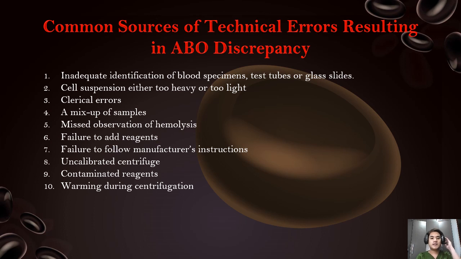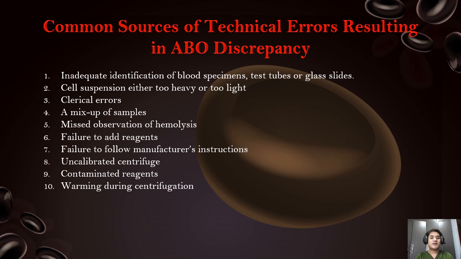So first, these are the common causes of technical errors that may lead to an ABO discrepancy. Number one, inadequate identification of blood specimens, test tubes, or glass slides. In this case, it may be a result of illegible handwriting on the specimen label, the test tubes, and slides when performing the procedures. Number two, cell suspension either too heavy or too light. This is a probable result of incorrect performance of the instructions in making red cell suspensions, or maybe caused by the prozone and postzone phenomenon.